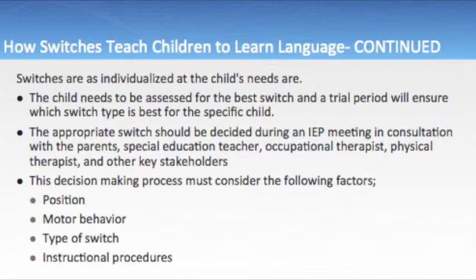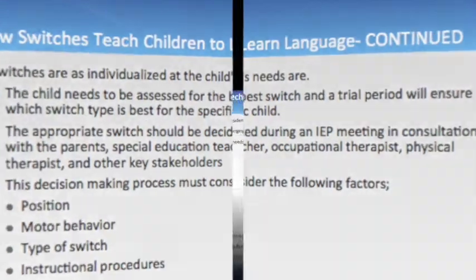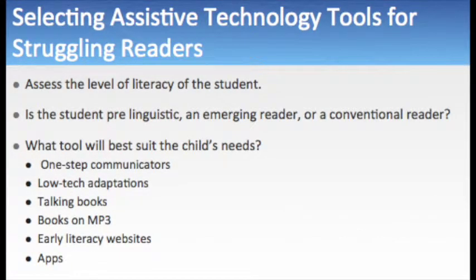Ultimately, the appropriate switch should be decided during an IEP meeting in consultation with the parents, special education teacher, occupational therapist, physical therapist, and other key stakeholders. This decision-making process must consider the following factors: position, motor behavior, type of switch, and instructional procedures. One also wants to assess the level of literacy of the student. More specifically, is the student pre-linguistic, an emerging reader, or a conventional reader?